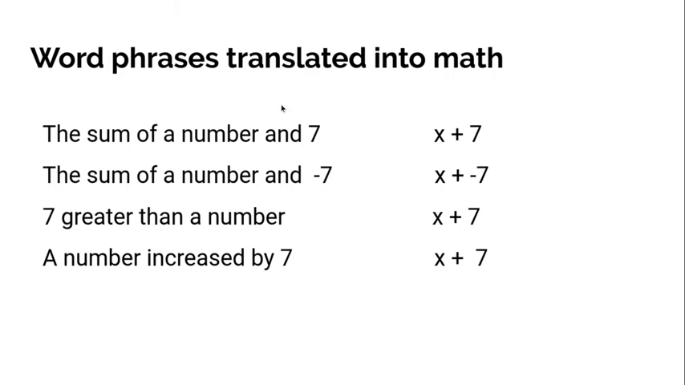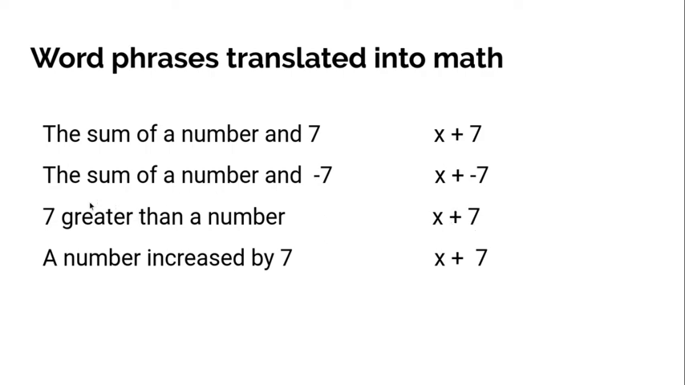The first phrase that they can give us is the sum of a number, where number is n or x or any variable you want to use, and 7. So the sum of a variable or a number and 7. The sum of a number and -7. These obviously can simplify into just -7, but we can put it like this for now since we're starting to translate. Then it says 7 greater than a number.